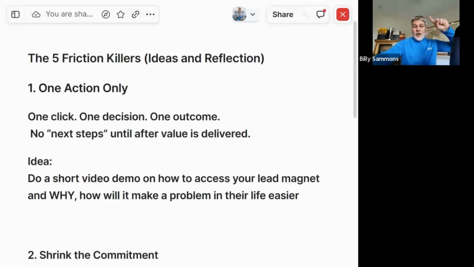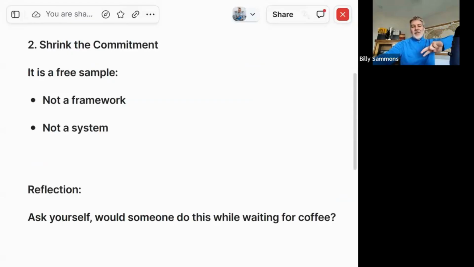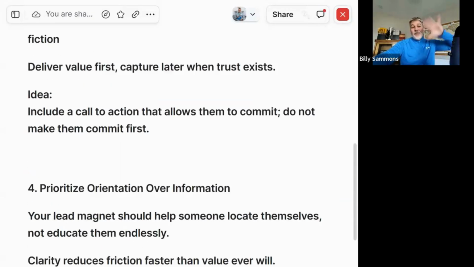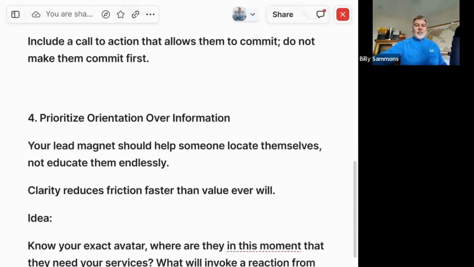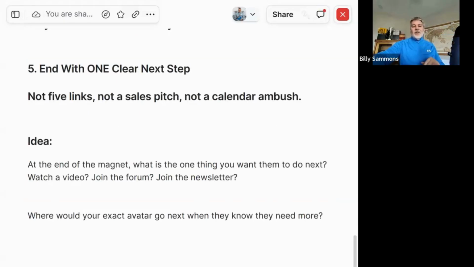So make sure you have one action only. Two, be sure you shrink the time commitment. Three, be sure you remove that login wall. Four, be sure you're prioritizing orientation over their information. And then five, making that one step less call to action.